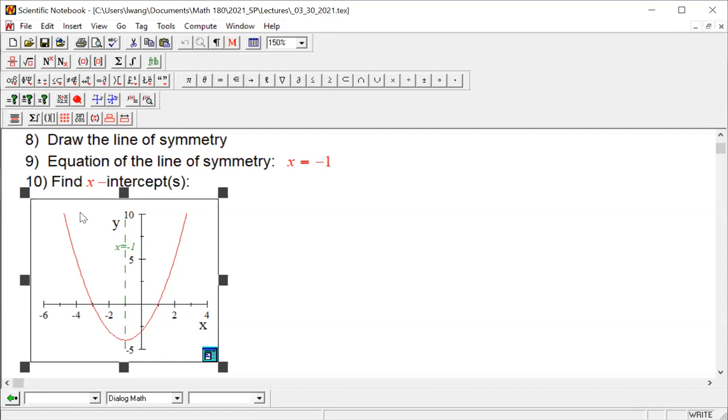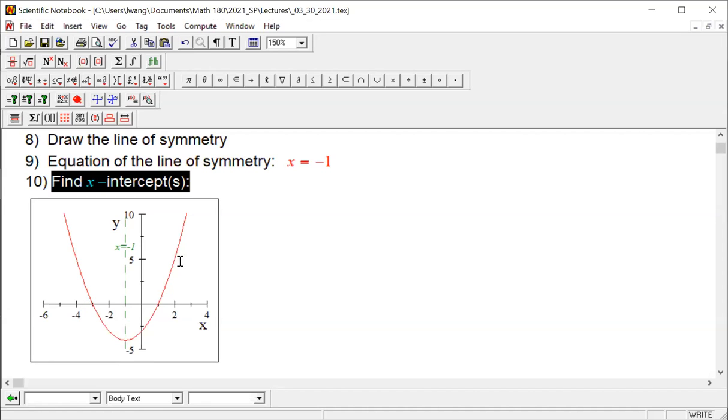And next, we want to identify the x-intercept. So where do we find the x-intercept? That's where the curve crosses where? The x-axis, right? So the name itself is self-explanatory. And what do these points on the x-axis have in common? So how do we find x-intercept?